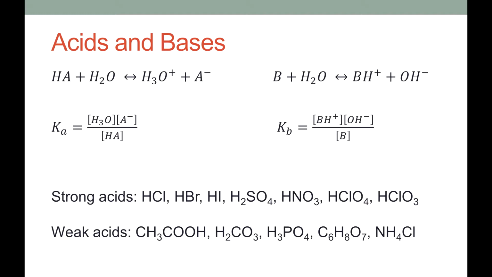For acids, we attribute an acid dissociation constant, Ka, that tells us the ratio of dissociated species in solution. A larger Ka value is associated with a stronger acid, and a smaller Ka value associated with weaker acids. For bases, there is a similar dissociation constant, Kb. Common strong acids include compounds like hydrochloric acid, sulfuric acid, and nitric acid. Common weak acids include compounds like acetic acid, carbonic acid, and phosphoric acid.